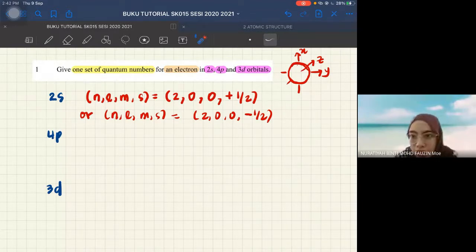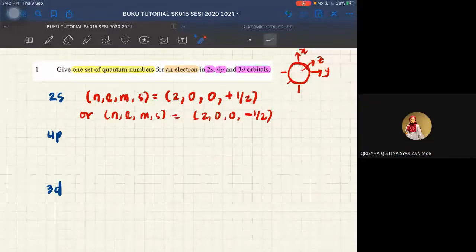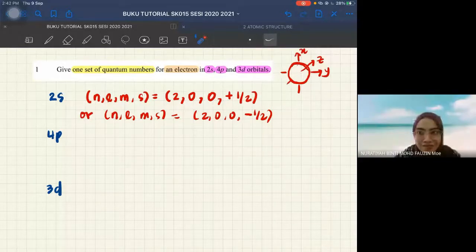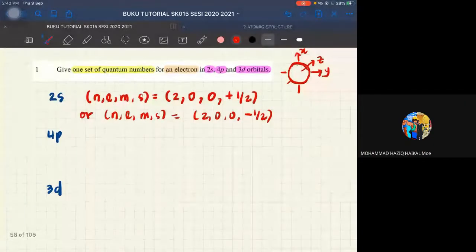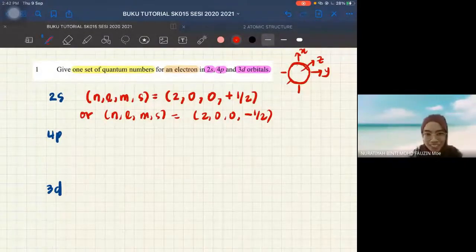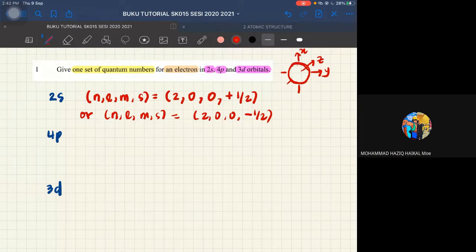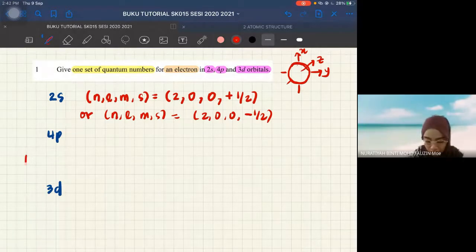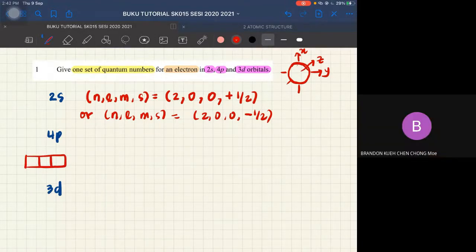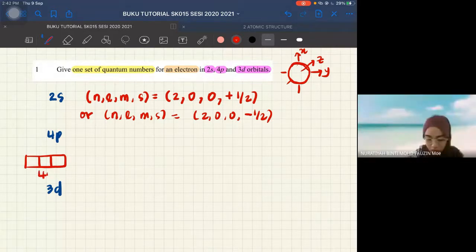So for 2s, awak akan ada possible answer. Berapa possible set of quantum numbers? Two. Okay, kalau dalam 4p orbital, dalam p orbital awak ada berapa kotak? Tiga. Oh, enam, with spin. So six possible set of quantum numbers of that electron.